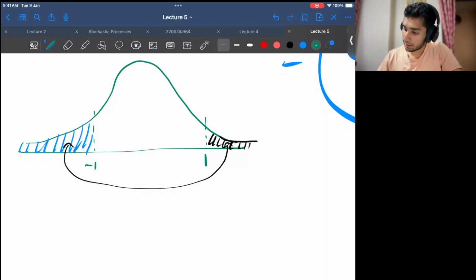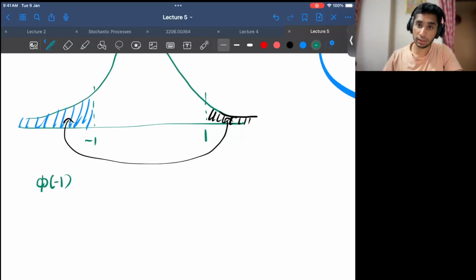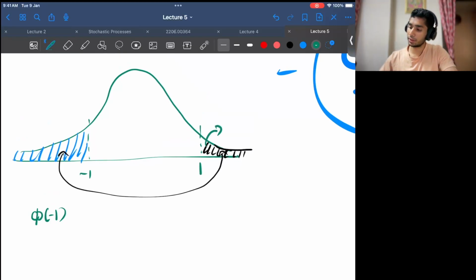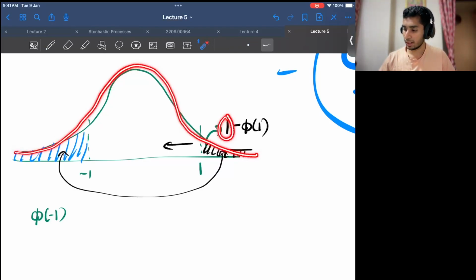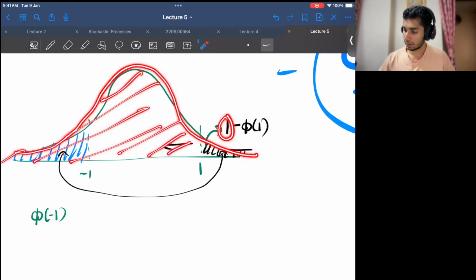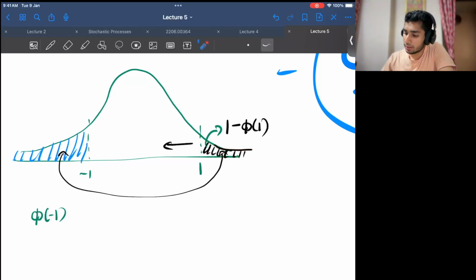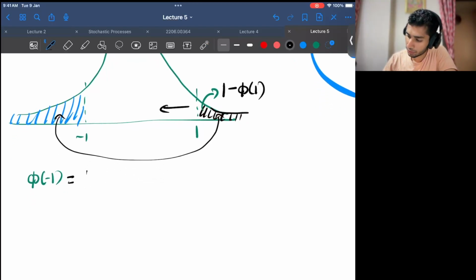So the question is, can we write phi of minus 1 in terms of phi of 1? What is this area now? Actually, we do know, because we know that the area under this entire curve is equal to 1. And what is the area on the left side of 1? That is equal to phi of 1, right? Again, maybe I will repeat myself. The area under this whole curve is equal to 1. If I subtract the left side area from it, I will get whatever there is in this tail, this black region that I have plotted. And that area is equal to this blue area. So actually I can write this to be equal to 1 minus phi of 1.